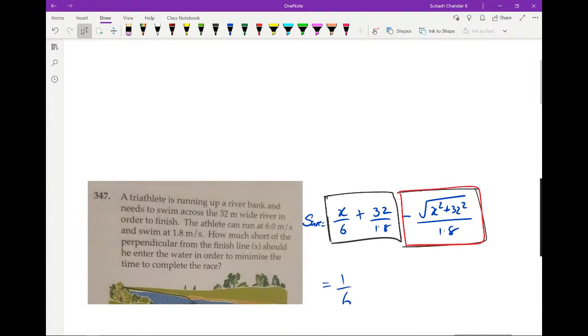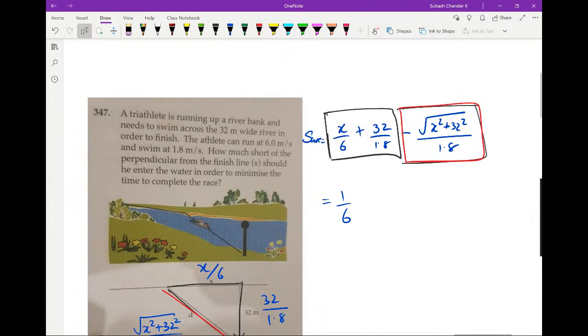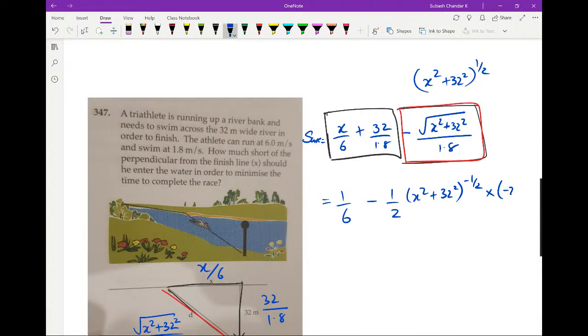Whoa, what happened to my thing? And I now have to differentiate this function here, which is, what is it? I'm going to rewrite this as x squared plus 32 squared to the power of half. So minus half times x squared plus 32 squared to the power of negative half multiplied by negative 2x, and the whole thing is divided by 1.8.